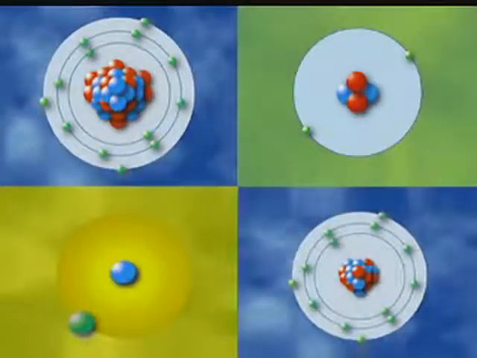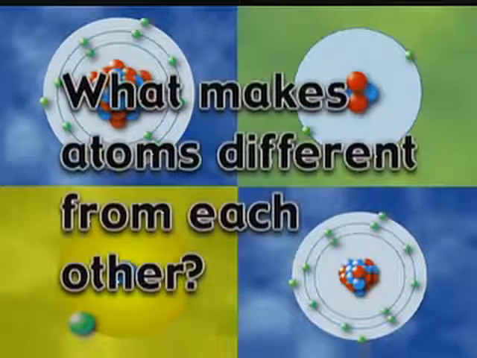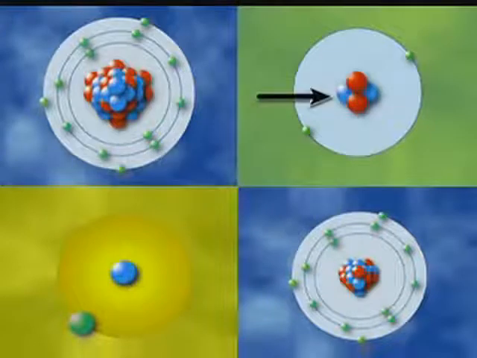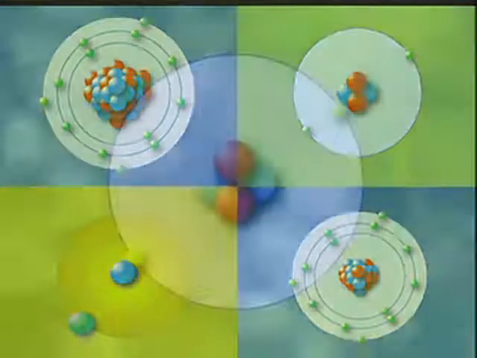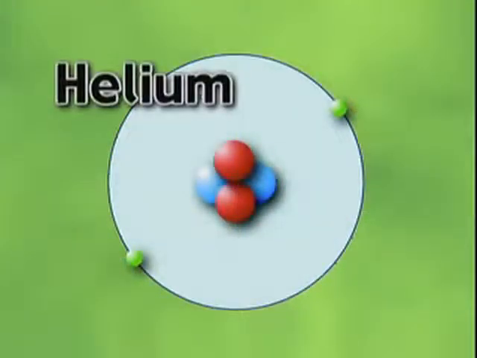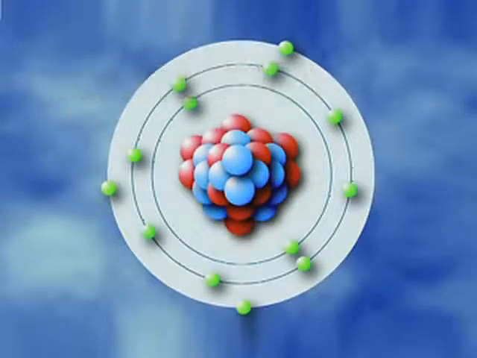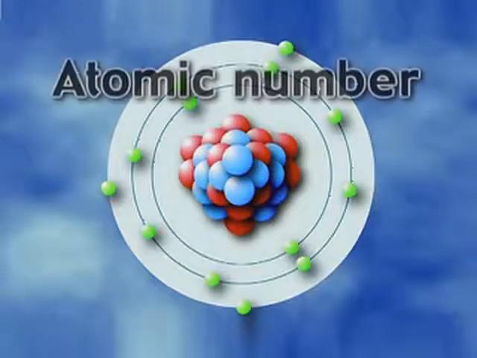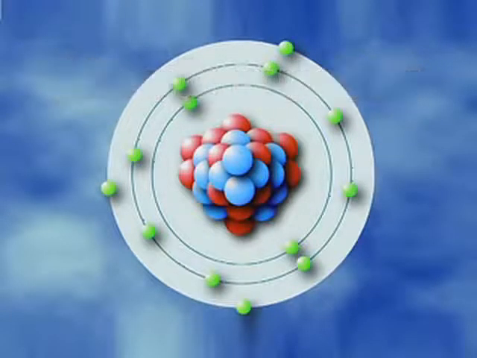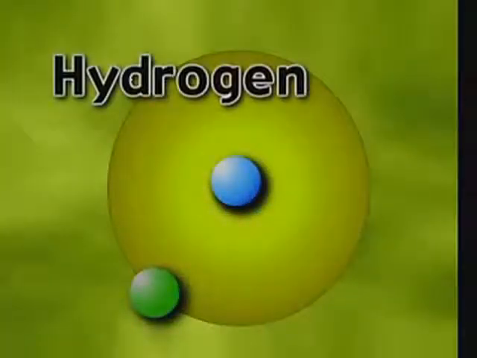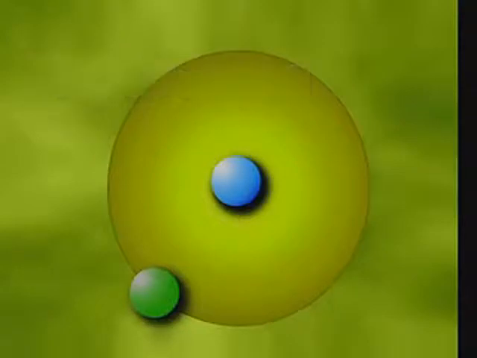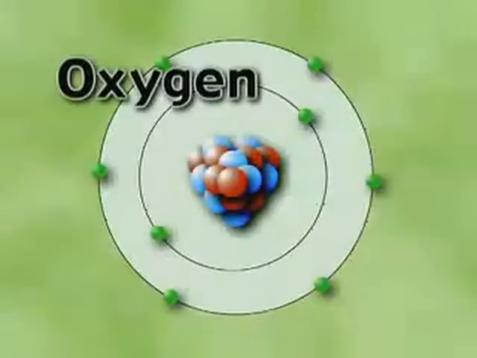What makes atoms different from each other? The answer lies in the number of protons. Different atoms have different numbers of protons. For example, a helium atom has 2 protons, and aluminum atoms have 13 protons. The number of protons in the nucleus is called the atomic number. Hydrogen, for example, has 1 proton and has an atomic number of 1, whereas oxygen has 8 protons and has an atomic number of 8.